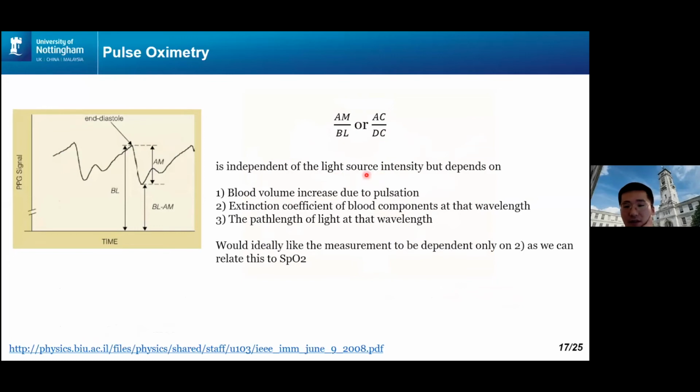For each wavelength, the AC/DC is proportional to three factors. The first one is the maximal arterial blood volume increase during systole. The second is the extinction coefficient of the blood component at that wavelength. And the third one is the optical path length in the tissue for that particular wavelength.